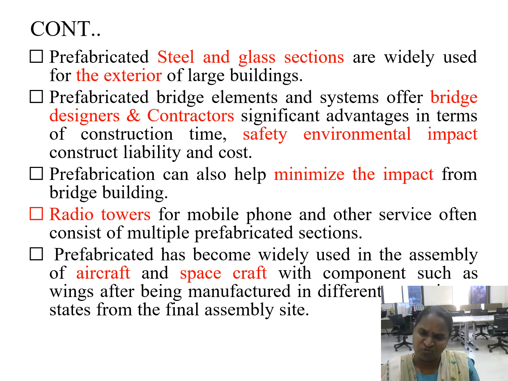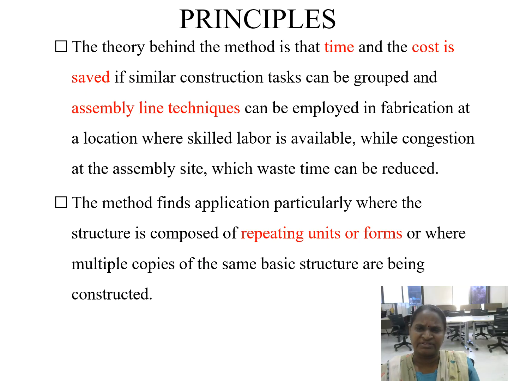Prefabrication has become widely used in the assembly of aircraft and spacecraft, with components such as wings manufactured in different stages for the final assembly site. The theory behind the method is that time and cost are saved if similar construction tasks can be grouped and assembly line techniques can be employed in fabrication at a location where skilled labor is available, while congestion at the assembly site, which wastes time, can be reduced.